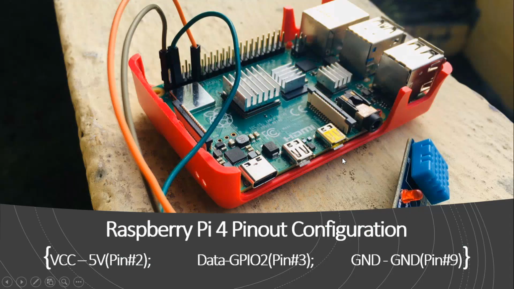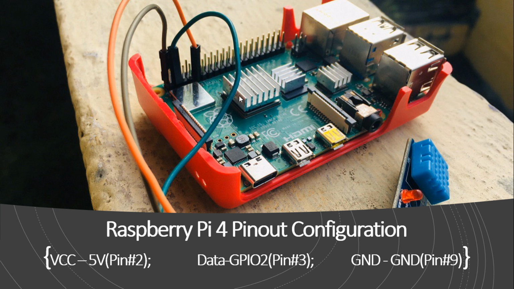Before starting, I will explain the Raspberry Pi pin out configuration for this DHT11 temperature sensor. We will be using the Adafruit module, and I will go through the code as well, but before that let's see the pin configuration. We connect VCC to 5 volts at pin number 2, data to GPIO2 at pin number 3, and ground to pin number 9. This is the way we can connect the GPIO pin configurations.